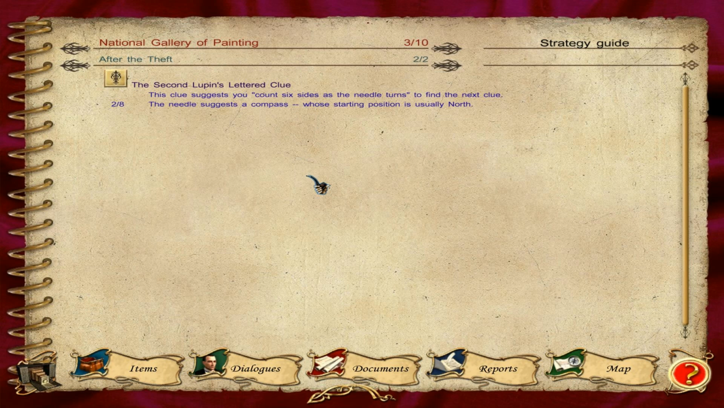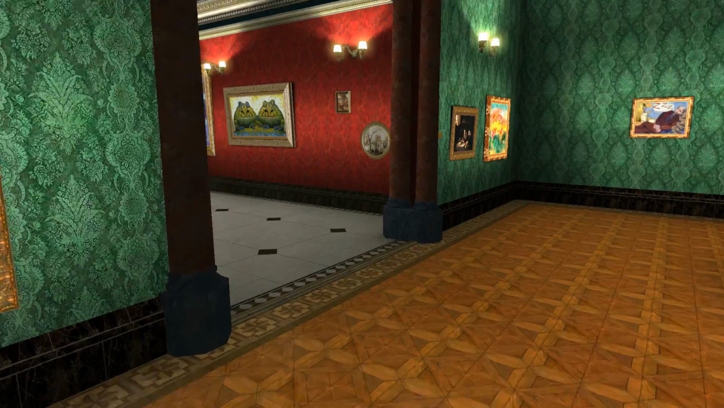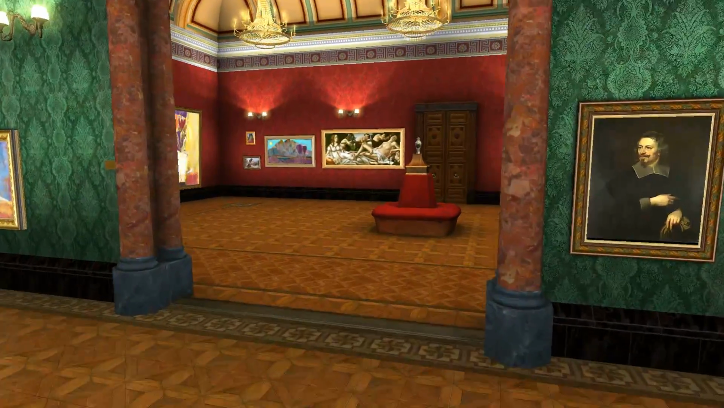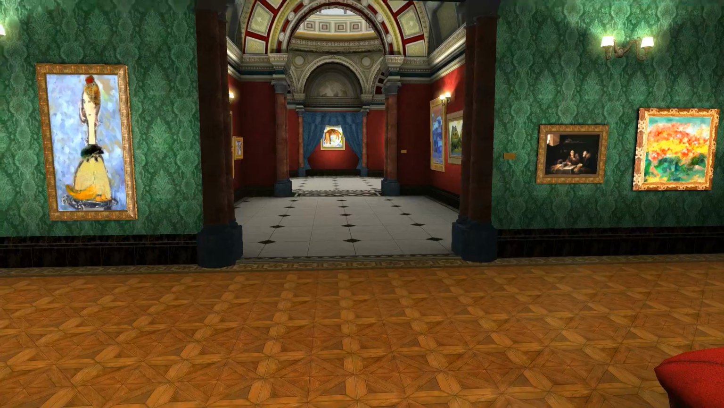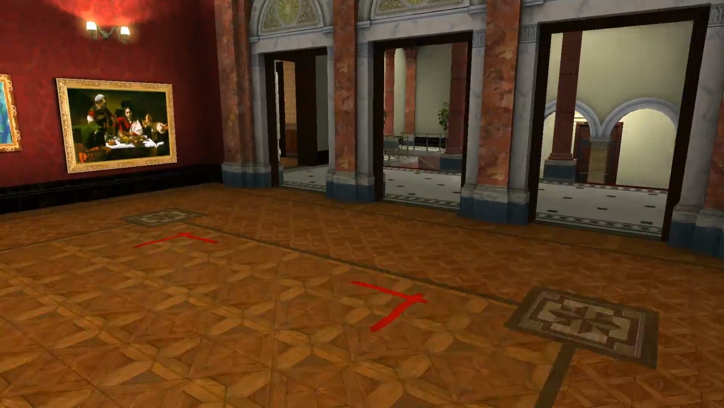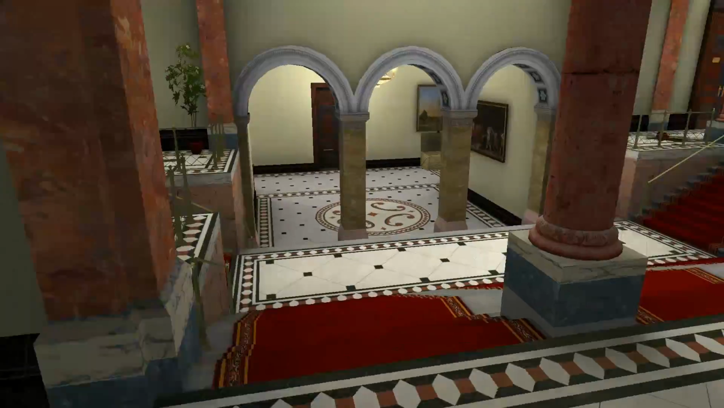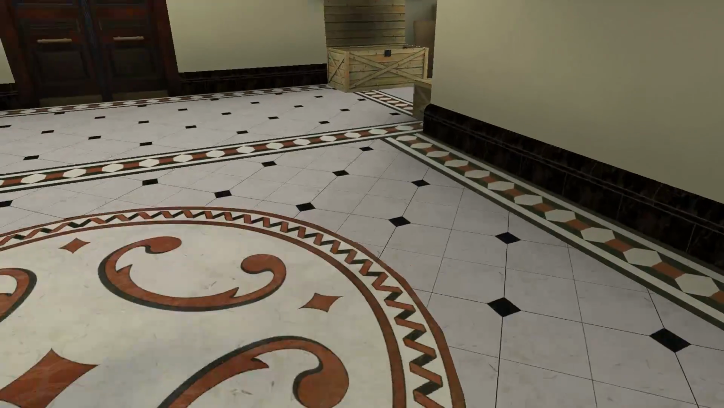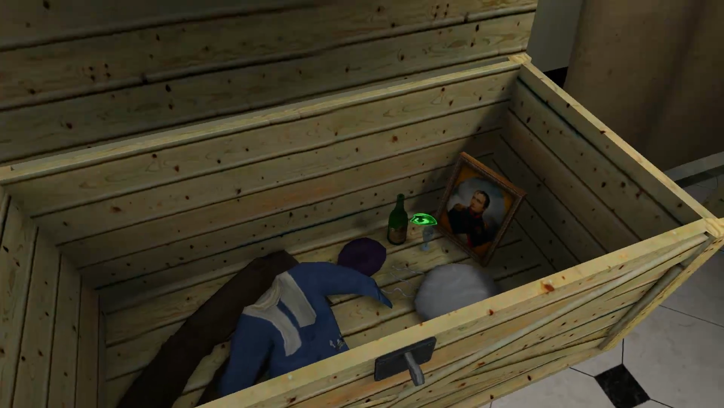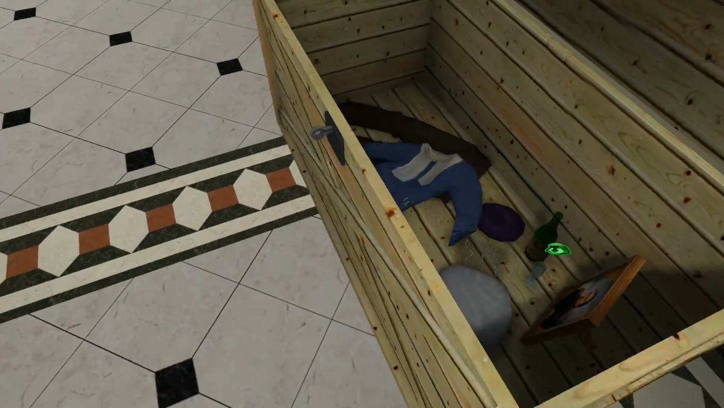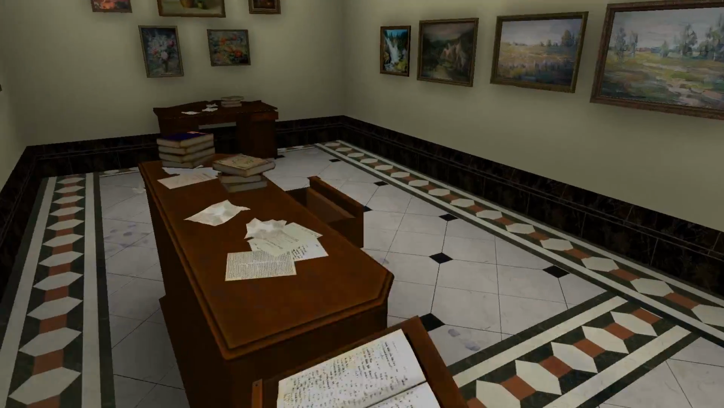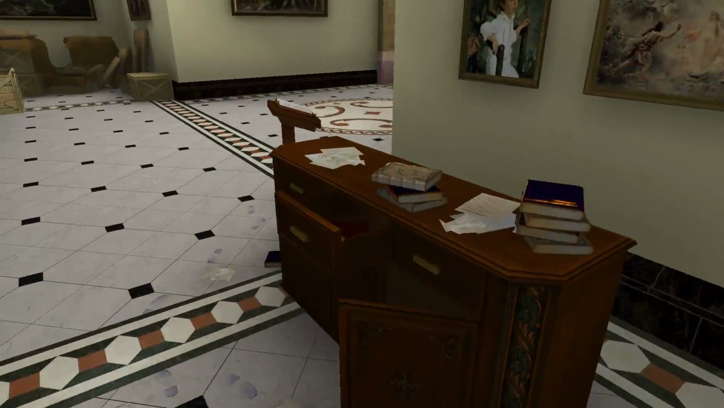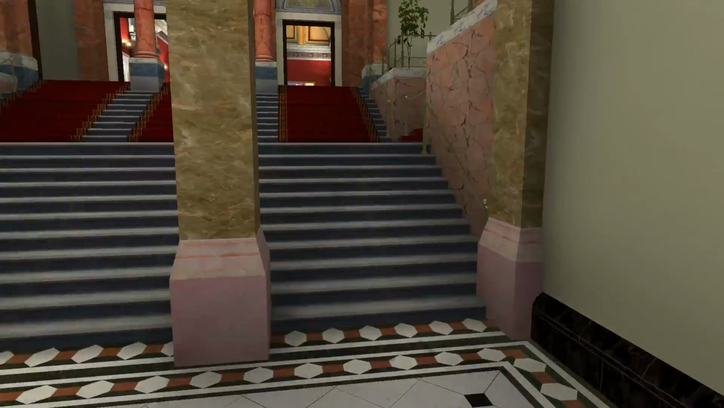Starting point is usually north. Usually points north. Do I have any items I can use for this? Oh, maybe I can find one in like the restoration room. I doubt it, but let's go down here. Maybe he had one in his box that I can. Around here, compass shaped, and we'll work around this.